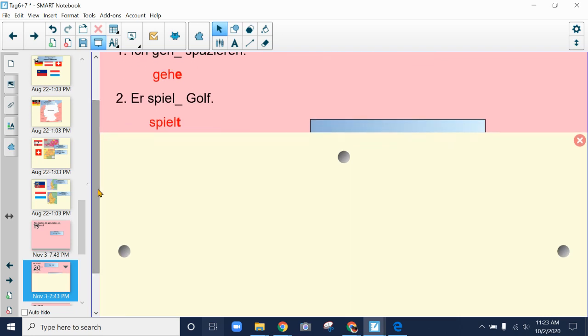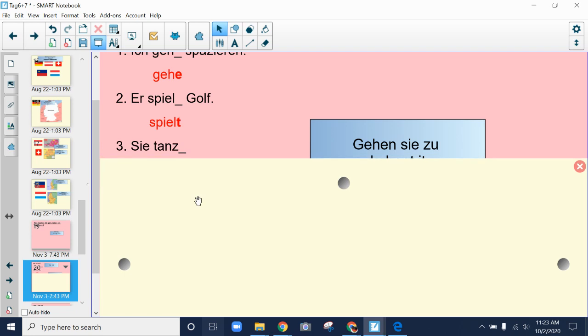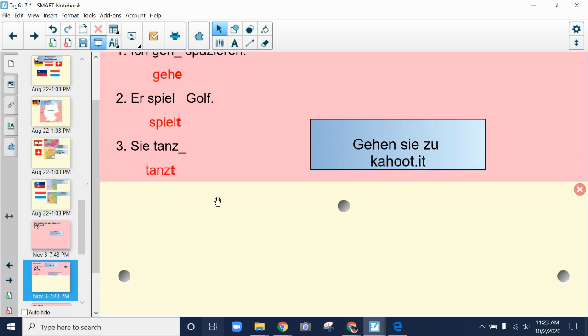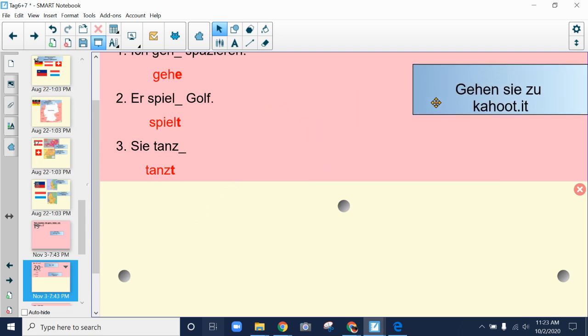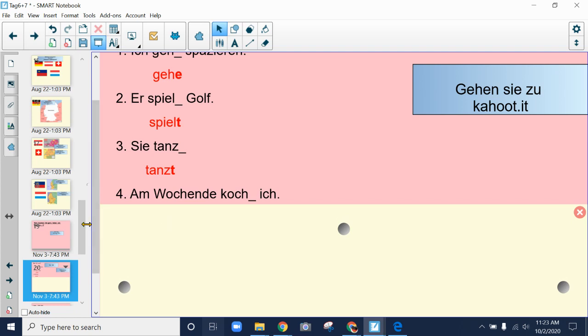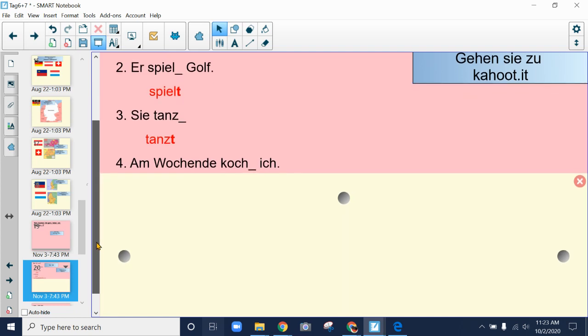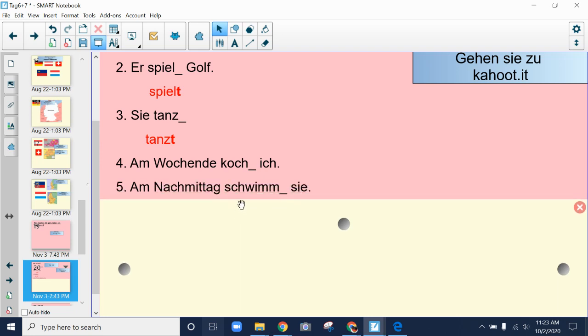Spielt Golf. Sie tanzt. So the answer would be 2 because it's a T. Sie tanzt. And then am Wochenende koche ich. We made it a little bit harder, added some time expressions. Am Wochenende koche ich. The answer would be an I in the end. Am Nachmittag schwimmt sie. So there would be a T in the end.